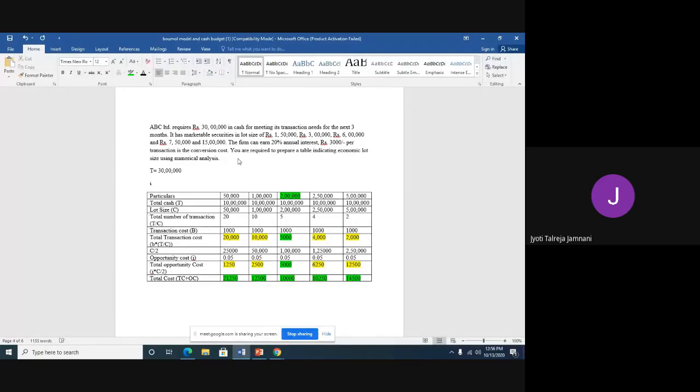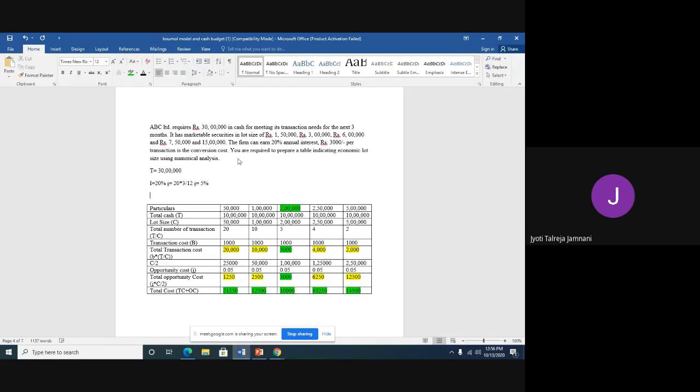So they've given you interest. How much is the interest given? 20%. But can we take it full 20%? No, we have to reduce it for 3 months. So 20 into 3 by 12, if I do, I'll get the I value for 3 months. So how much are you getting? 5%. Yes, so the value of I for 3 months is 5%, which we will use in the problem.